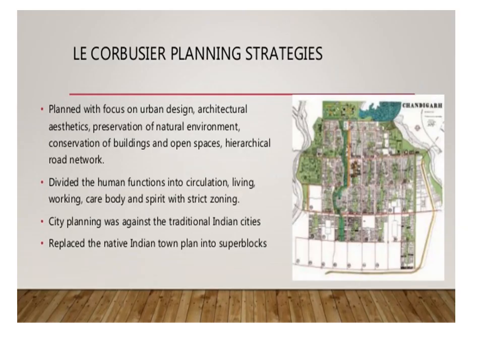So in this slide we are going to see Le Corbusier's planning strategy for the Chandigarh city. While planning, he focused on urban design, architectural aesthetics, preservation of natural environment, conservation of buildings and open spaces, and hierarchical road network. He divided the human function into circulation, living, working, care, and spirit with strict zoning. Also, the city planning was against the traditional Indian cities. They replaced the native Indian town planning with super blocks.